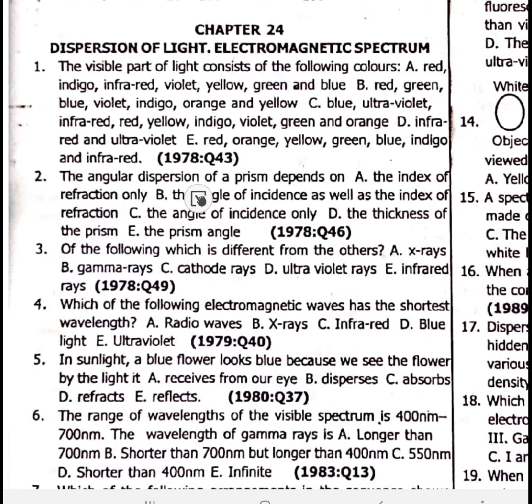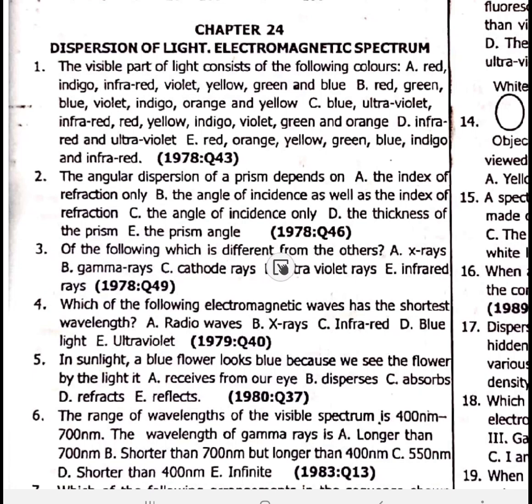The angular dispersion of a prism depends on the angle of incidence as well as the index of refraction. Option B. Now I want us to jot down what the angular dispersion depends on. Number one, angle of incidence of the incoming light. Number two, refractive index of the material of the prism. Number three, refracting angle of the prism. Number four, refractive index of the surrounding. So number two is option B.